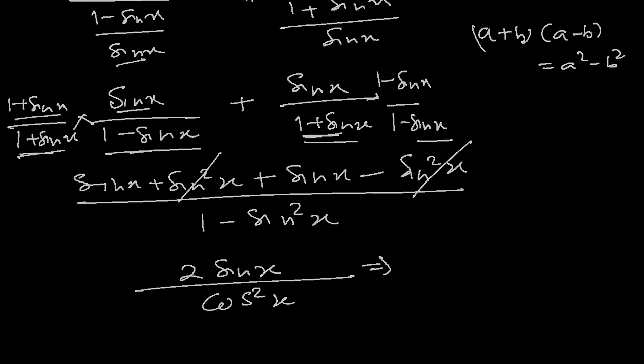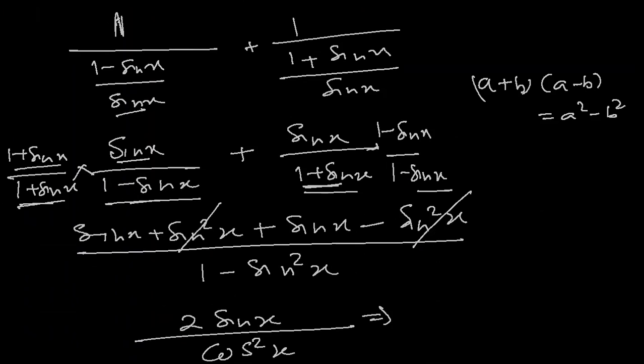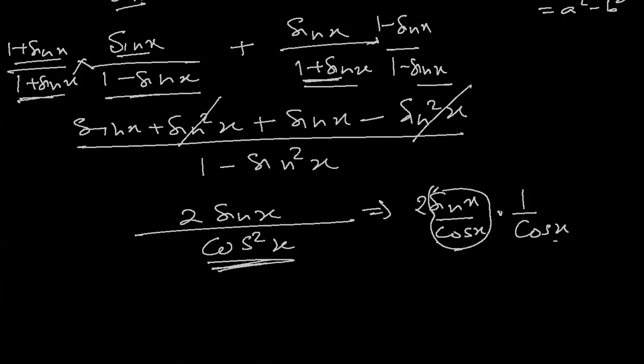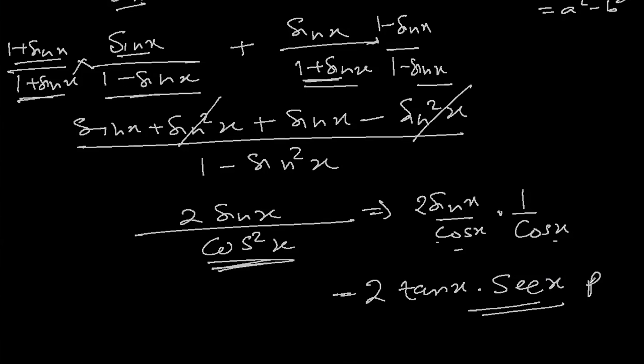Now, our target is to have tan x and secant x, and 2 is already there. So we can separate the denominator. We can write 2 sine x over cos x multiplied by 1 over cos x. Basically, I divide cos square x into two parts. Now sine x over cos x, this is a famous identity. We know it is tan x, so we have 2 tan x. And 1 over cos x, the reciprocal of cos x, is secant x, which is exactly the right hand side. Proved. What's next?